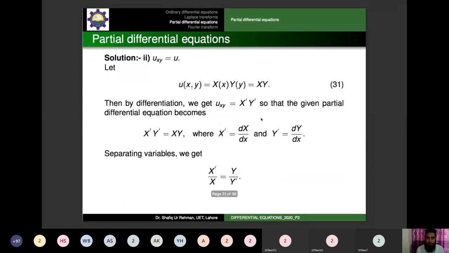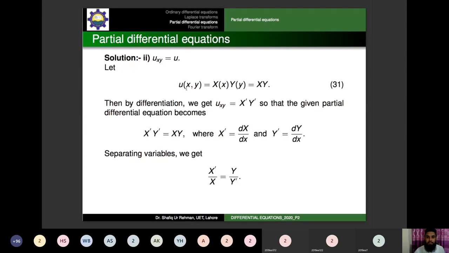Here you go with the idea. u of x y is equal to capital X times capital Y. Same assumption, we take start. If you look into the given partial differential equation, we will be having u, which is equal to capital X, capital Y. We also need u x y, so I look into the mixed derivative with respect to x first, and then with respect to y. So eventually you will be having X prime, Y prime.